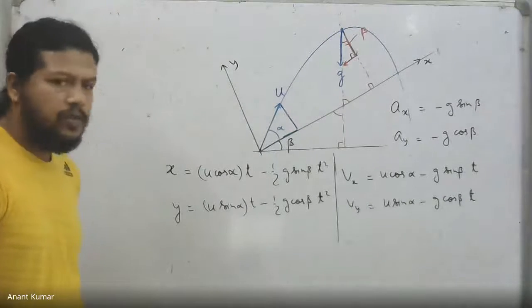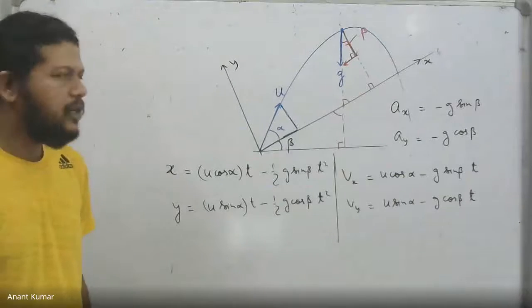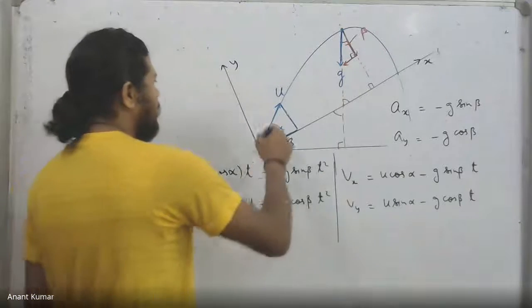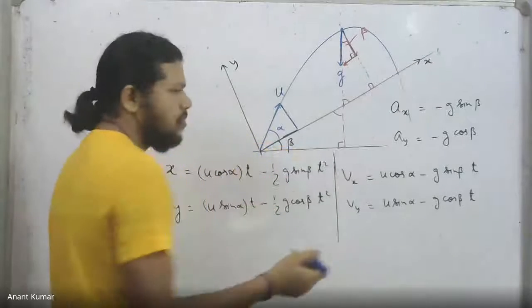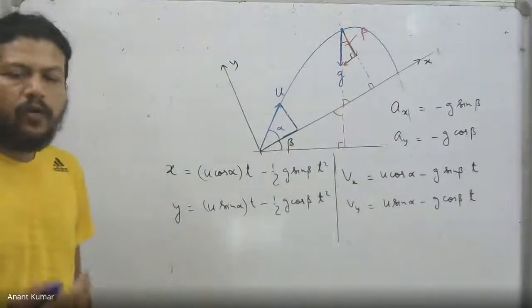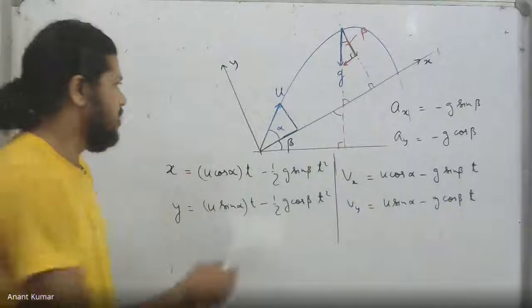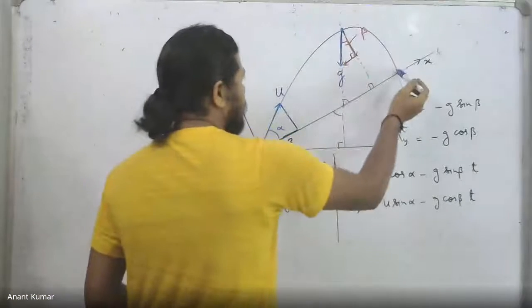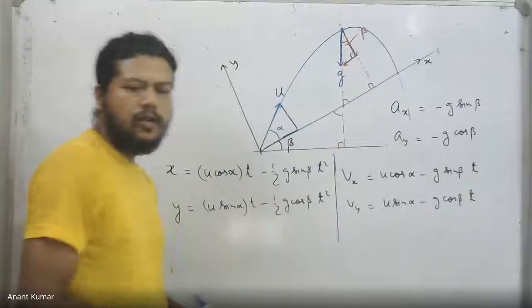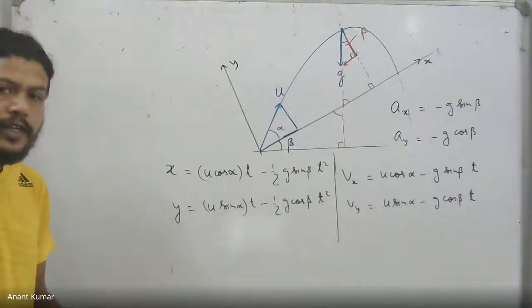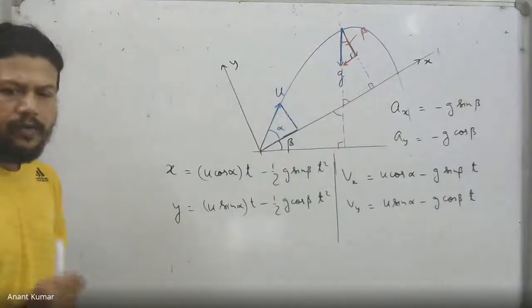Now you can figure out the time of flight in this case. You notice that by the time it reaches back to the inclined surface, once again the y coordinate turns out to be 0. Once it reaches back to this particular inclined surface at this point, the y coordinate is 0, which implies I can find the time by setting y equal to 0.